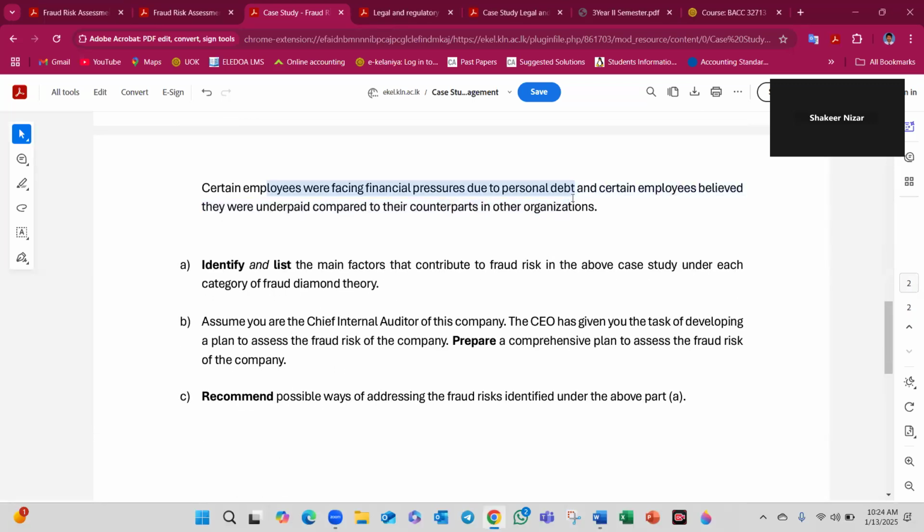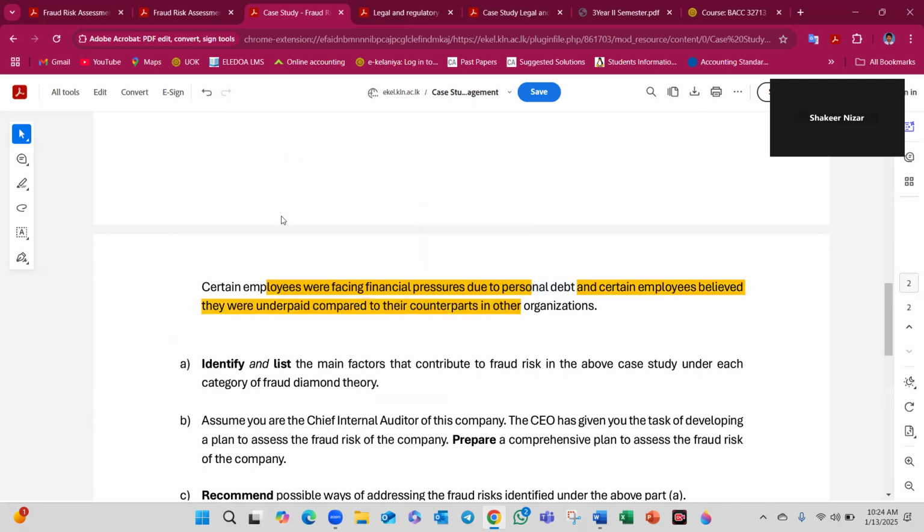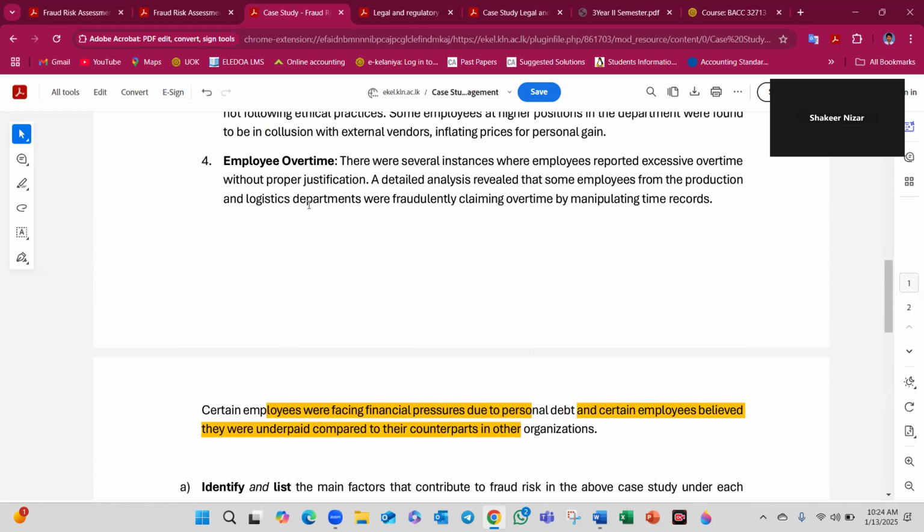Certain employees were facing financial pressure. Pressure is there, that is a motivation or pressure. Debt, and certain employees believe they are underpaid compared to others. Also rationalization. They are thinking they are underpaid, then they are going to steal.